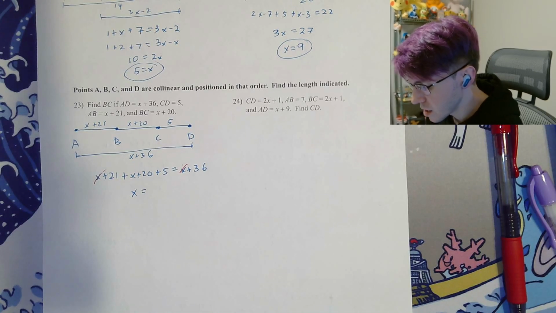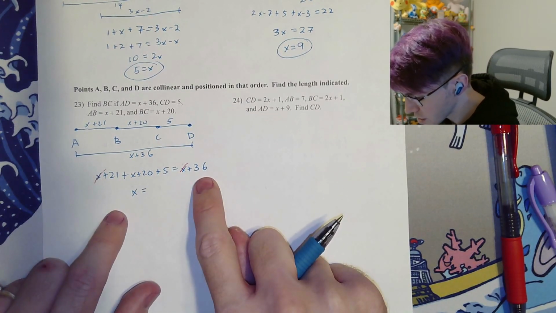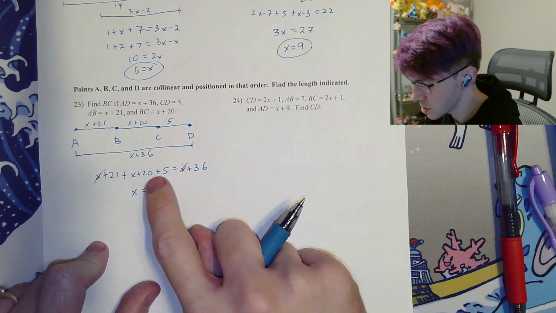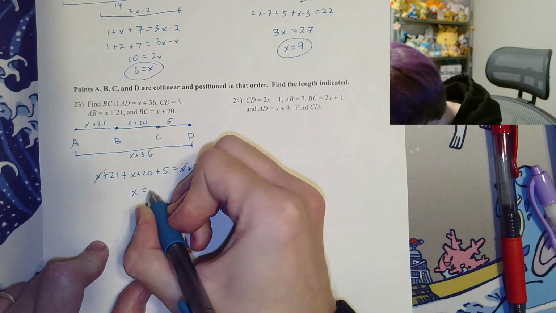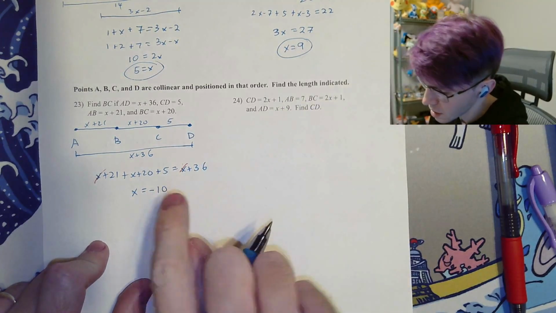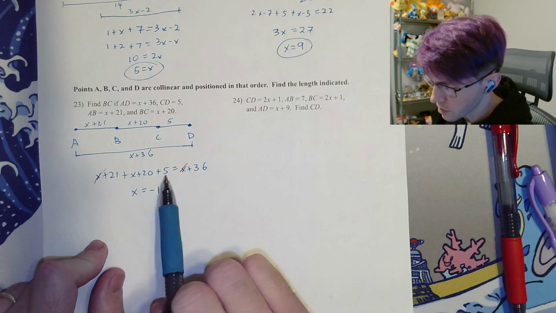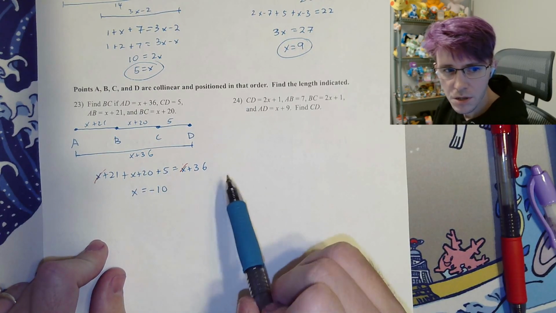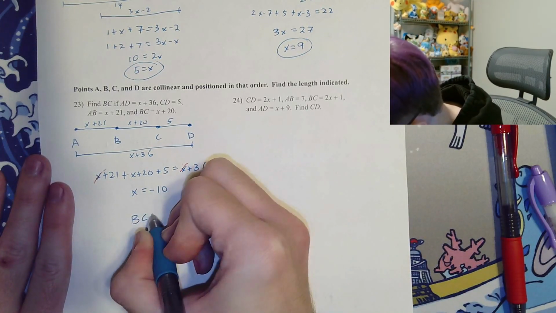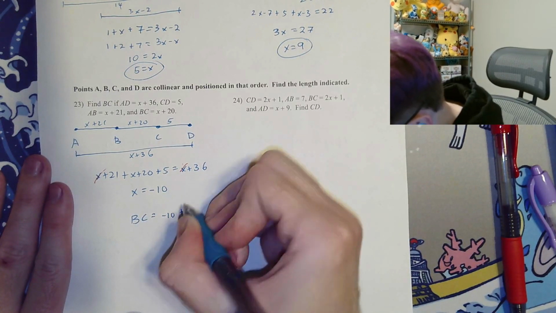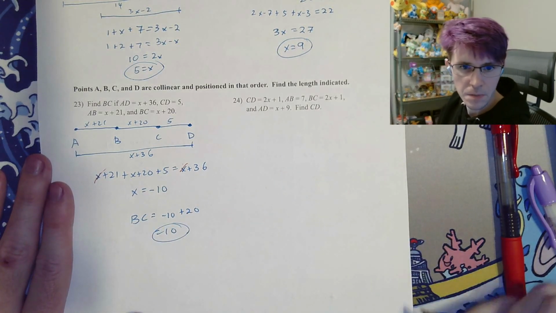Last but not least, we can go ahead and do a little bit of subtraction here. We have the 36. We're going to subtract the 21, subtract the 20, subtract the 5. What's that going to be? It's like negative 10. The way I did that, by the way, I did 21 and 20 is 41. 41 and 5 is 46. 36 minus 46, that's negative 10. But it wants us to find BC. That's negative 10 plus 20. That's positive 10. We're done.